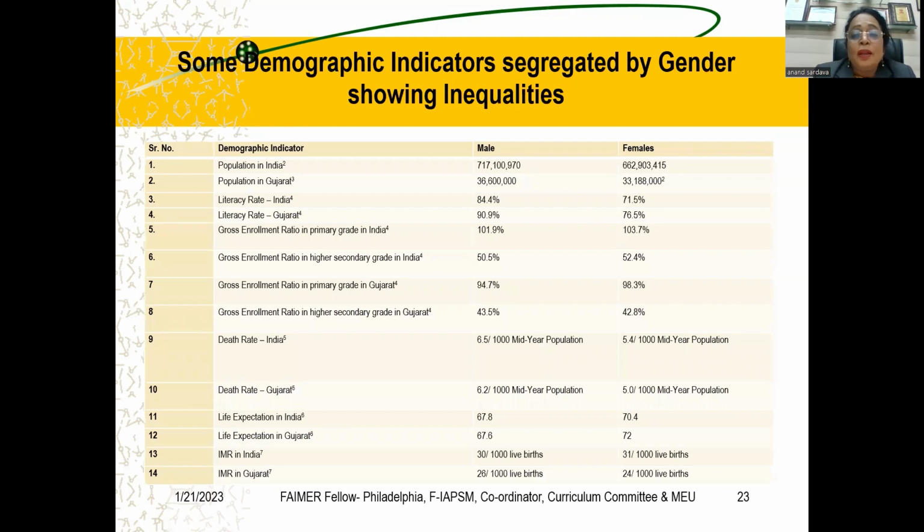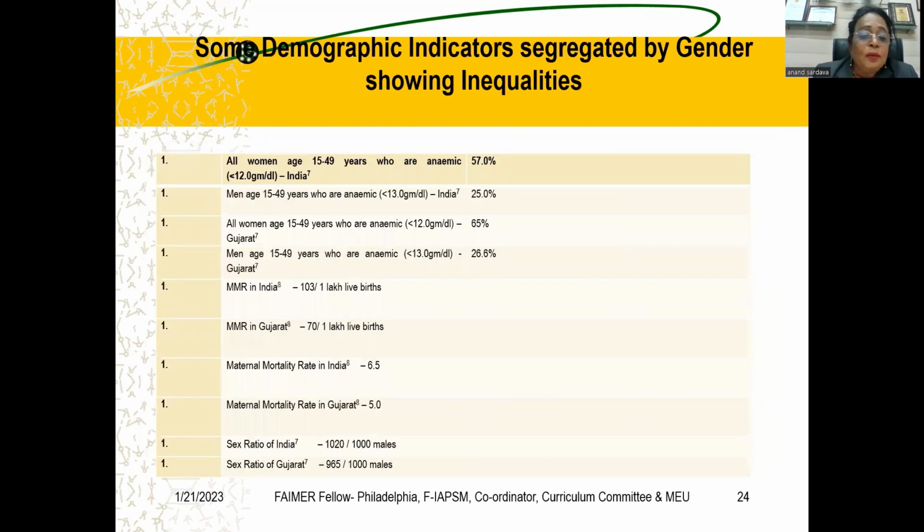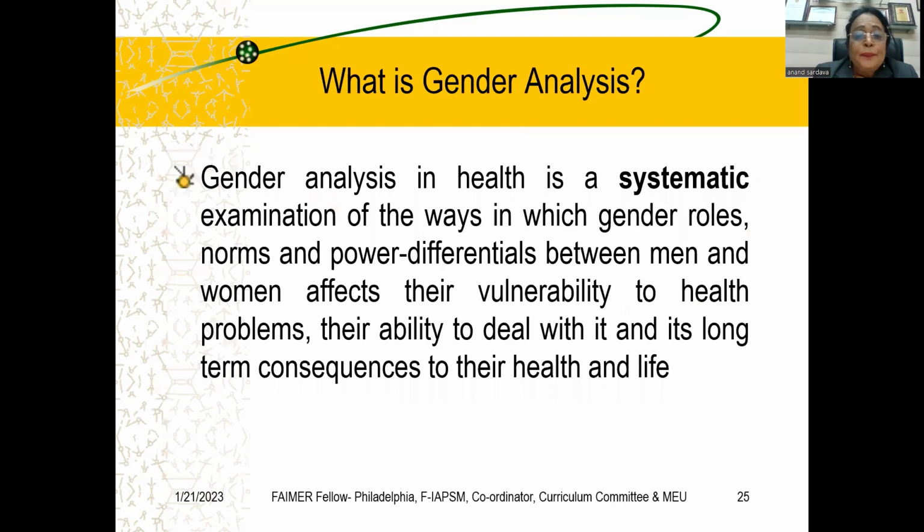So these are some of the inequalities in statistics. The population of females is 66 crores versus 71 crores of men. So why the difference? God gives male and female equally. Literacy rate we have already, and there are other things like sex ratio and juvenile sex ratio and dropouts in school after primary education. Why is that happening? You can go through these two slides, and these are very updated and latest figures.